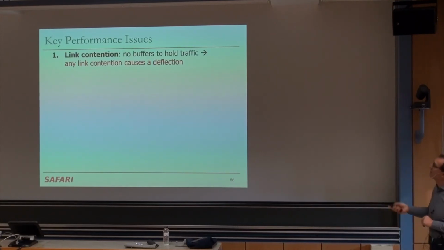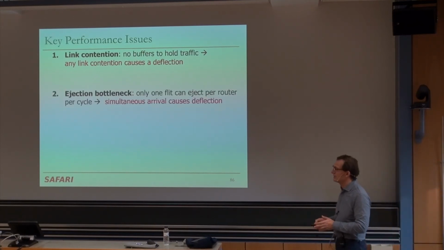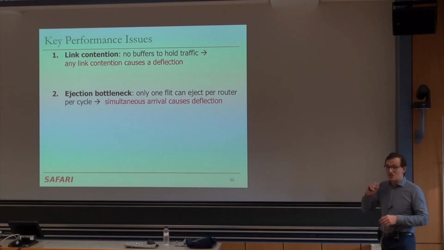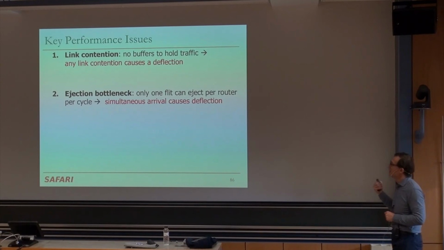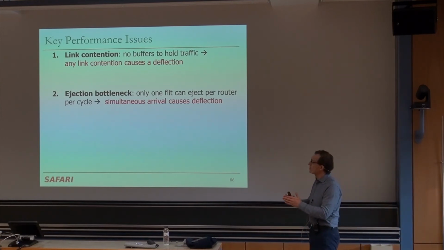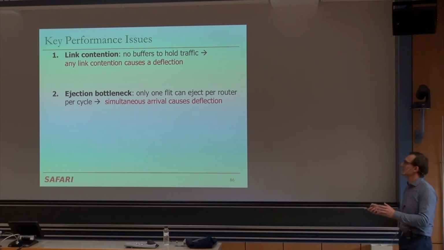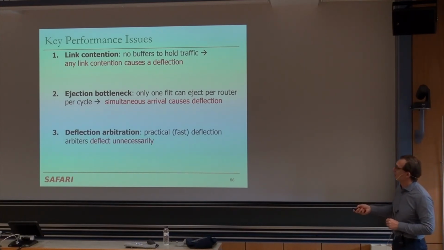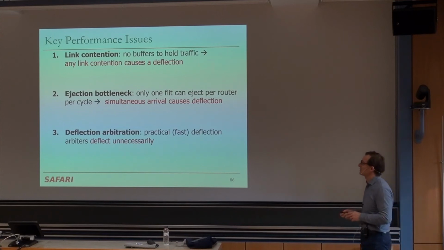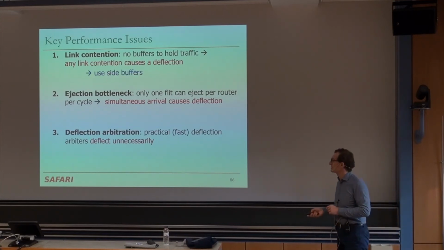So basically, what are the key performance issues? There's link contention. There are no buffers to hold traffic, and any link contention causes a deflection. Not so good. There's also this ejection bottleneck that I mentioned. Only one flit can be ejected per router per cycle, and simultaneous arrival at the destination of multiple flits causes deflection, and this deflection is really not nice. And then there's also deflection arbitration. If you have fast arbitration, they deflect unnecessarily, as we will see.